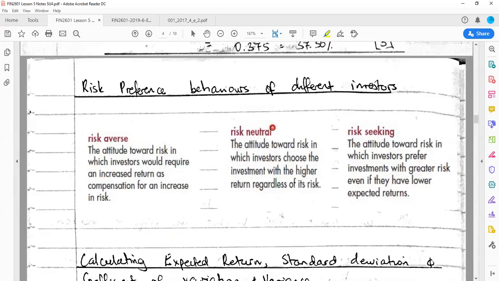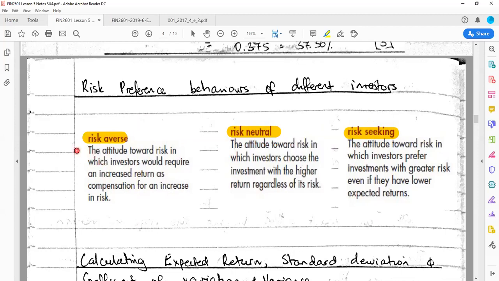The next thing you need to note in the study unit are what we call risk preference behaviors of different investors. Different investors or different individuals look at risk in different ways. So we have 3 types of financial managers or 3 types of investors: risk-averse, risk-neutral, and risk-seeking. You have to know what each of these means when we say that an investor or a financial manager is risk-averse, risk-neutral, or risk-seeking.